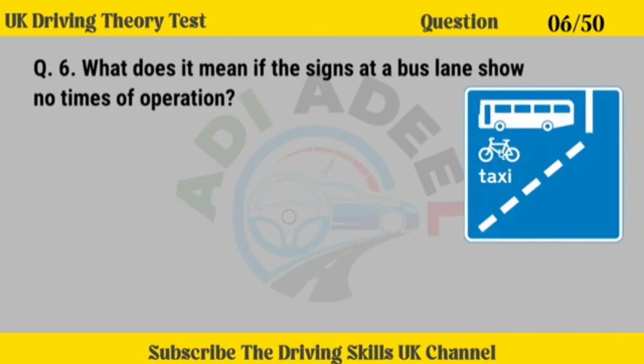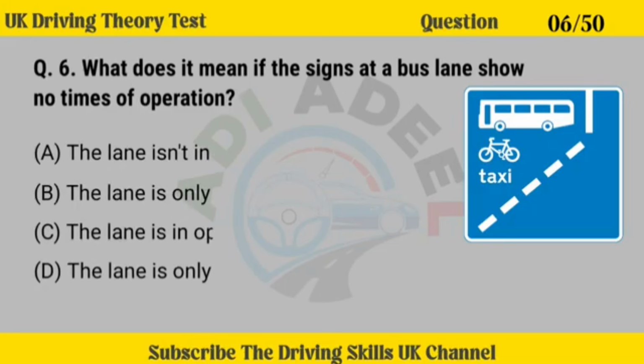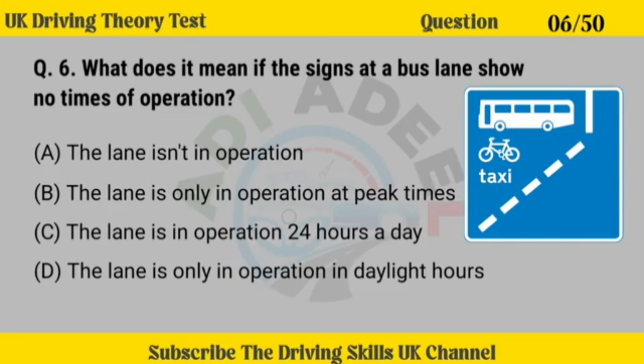Question 6. What does it mean if the signs at a bus lane show no times of operation? A. The lane isn't in operation. B. The lane is only in operation at peak times. C. The lane is in operation 24 hours a day. D. The lane is only in operation in daylight hours. The right answer is C. The lane is in operation 24 hours a day.